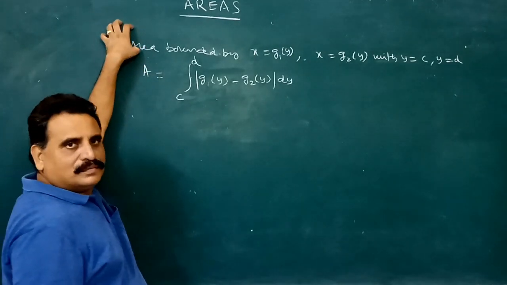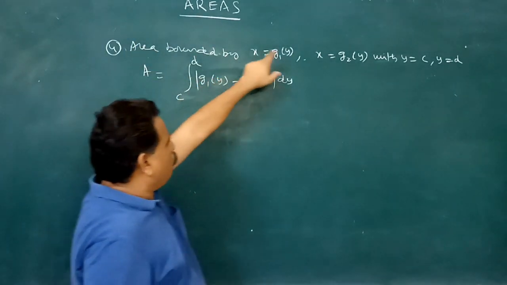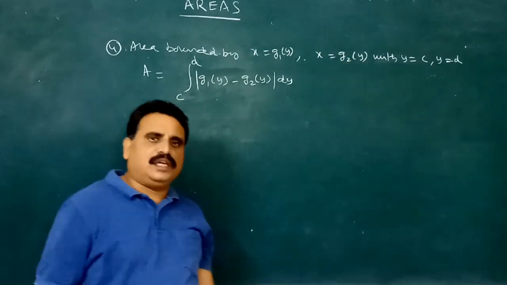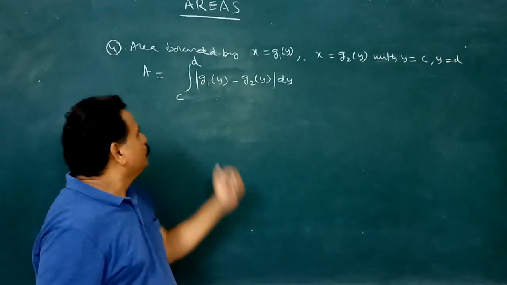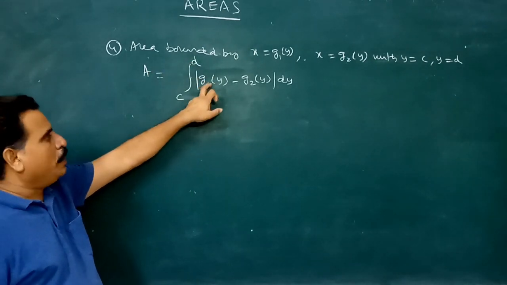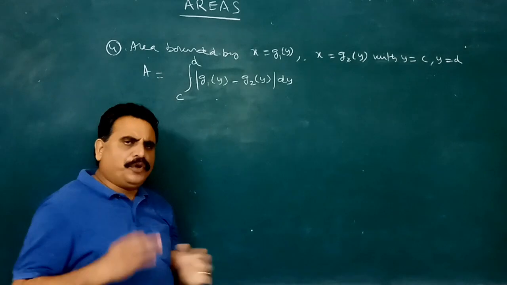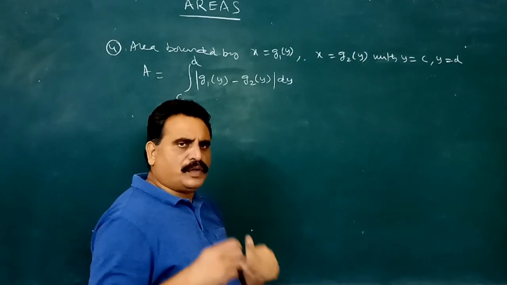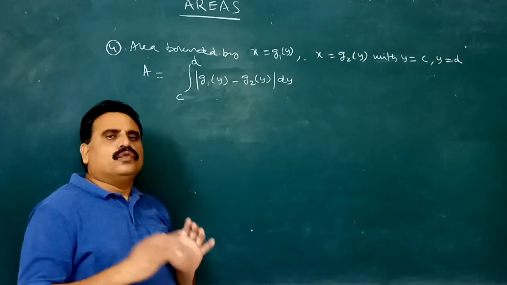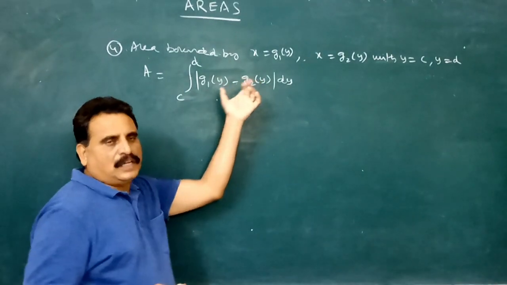Point number 4. The area bounded by x = g1(y), x = g2(y) with y = c, y = d is area equal to integral from c to d of g1(y) minus g2(y) dy. We don't know which one is dominating, which one is the up curve, which one is the down curve. So based on that, we free the curve from the modulus.